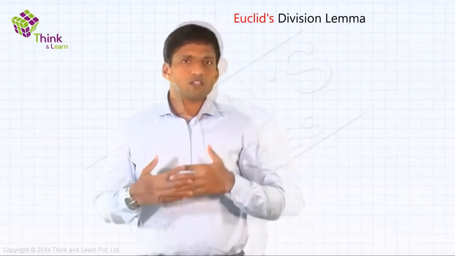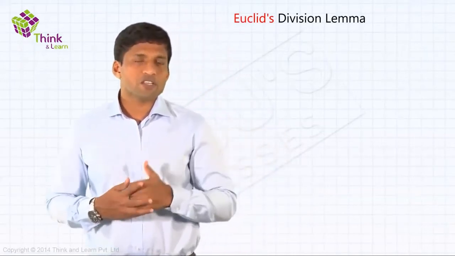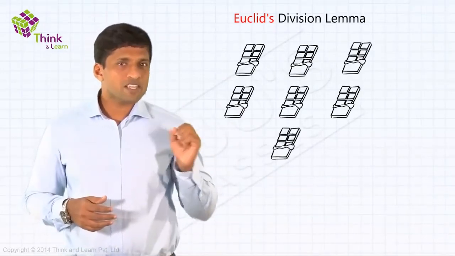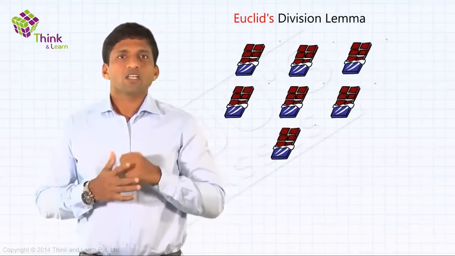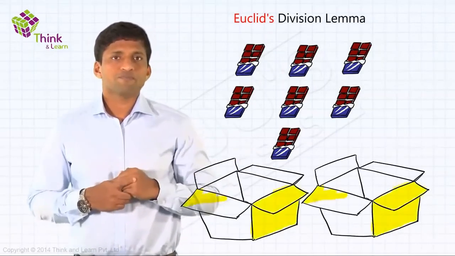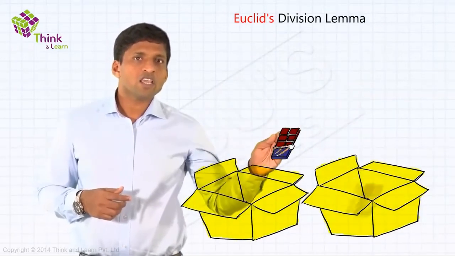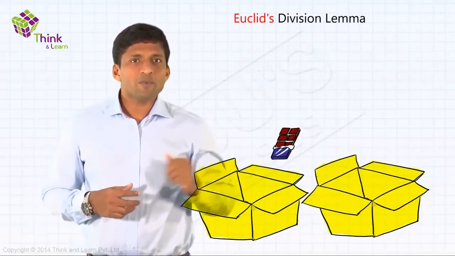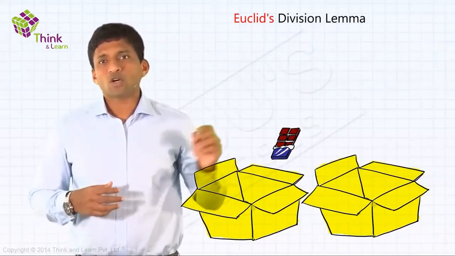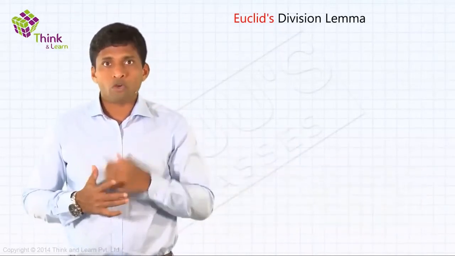Let's begin. To understand this division lemma, let's look at a real life example first. Assume that there are 7 chocolates. Take 3 at a time and put them into boxes. So you'll get 3, 3, and 1 chocolate will be left out. So there will be 2 boxes and 1 chocolate will be left out. Now, how will you represent this particular scenario using division?